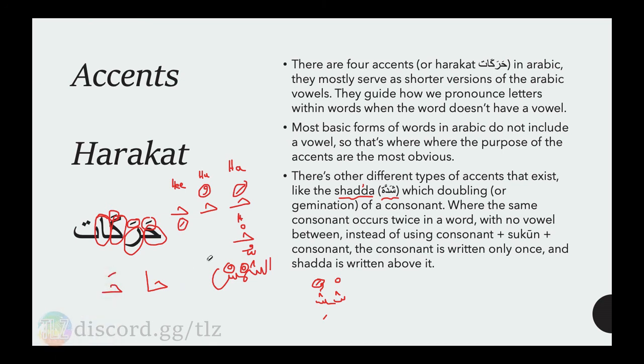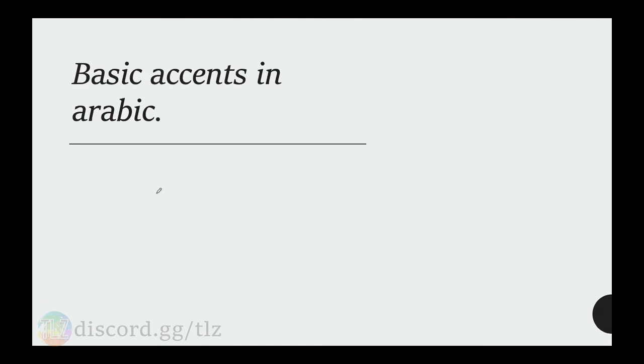But if it is e, then it's put under here. It's not put in the same way like this one as we see here, whereas right under the letter, it shows right under the shadda sign, which is this sign right above the letter. So it will be like this, using ha as an example. This is just a more convenient way of writing 2 letters. So yeah. And then we're gonna talk about the basic accents in Arabic in more detail.